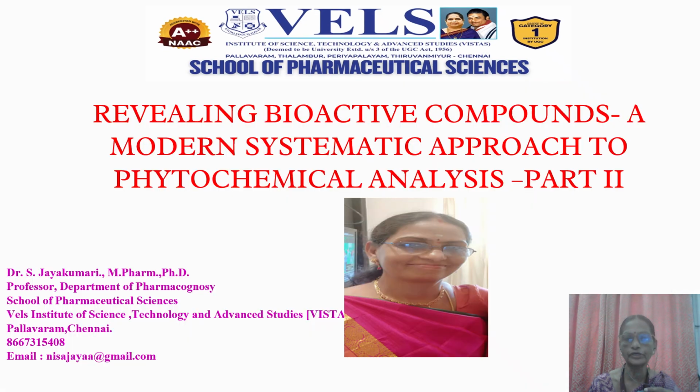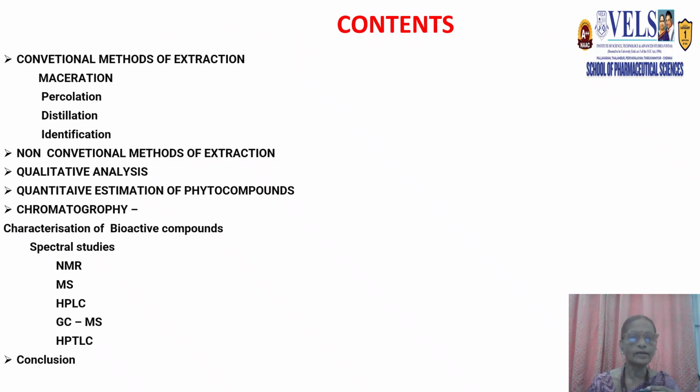Today I am going to present revealing bioactive compounds, a modern systematic approach to phytochemical analysis, part 2. This is the content of the slide: conventional methods of extraction, maceration, percolation, distillation and identification, followed by non-conventional methods, modern techniques used for the extraction, qualitative analysis, quantitative estimation of phytocompounds, chromatography techniques, characterization of bioactive compounds by spectral methods of analysis, and conclusion.